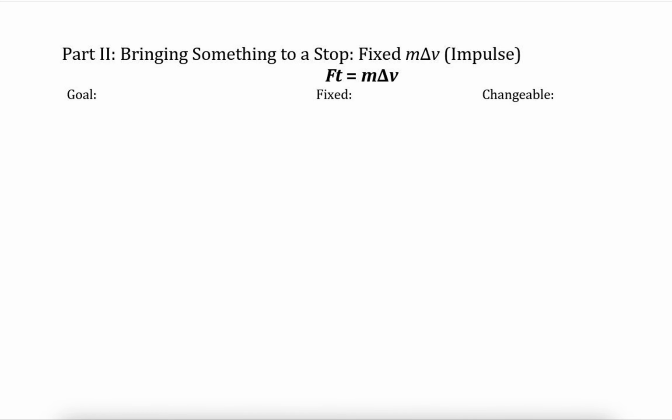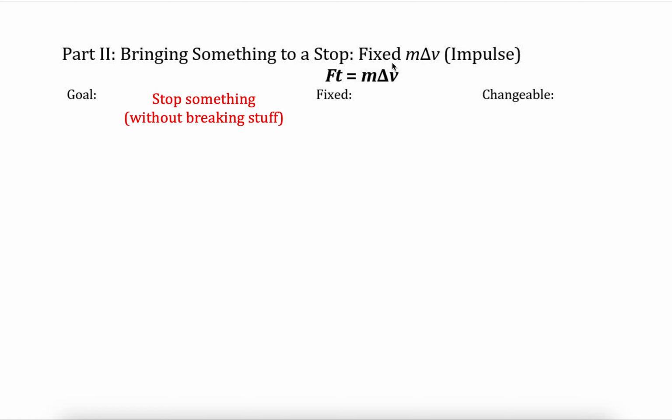Okay. So you've watched their video. You watched all that cool stuff there. And now you're back. So we're going to look at part 2, bringing something to a stop, where we have a fixed m delta v, a fixed change in momentum, a fixed impulse. And what we mean by that is our scenarios are always, okay, some object is moving at a certain speed, and then we're going to stop it. Okay? So our goal is to stop something, and usually we try to do it without breaking stuff.